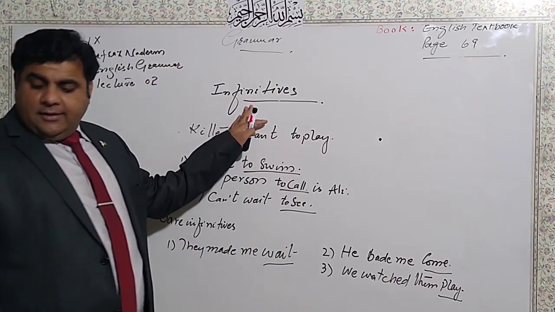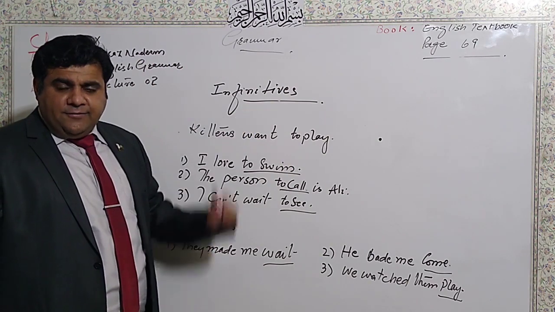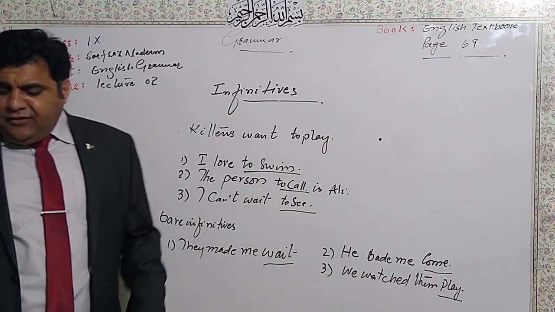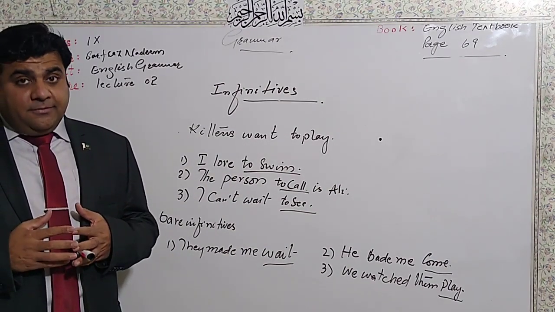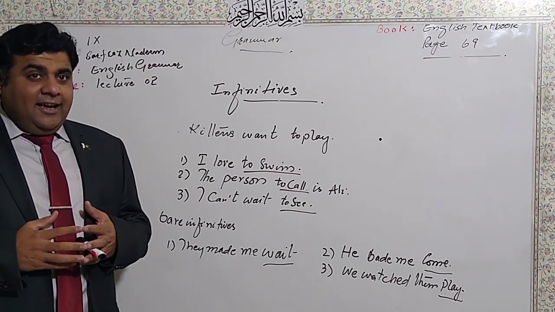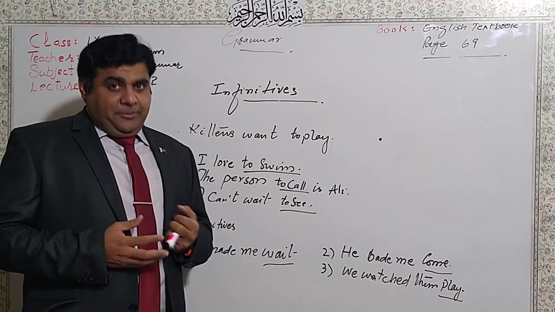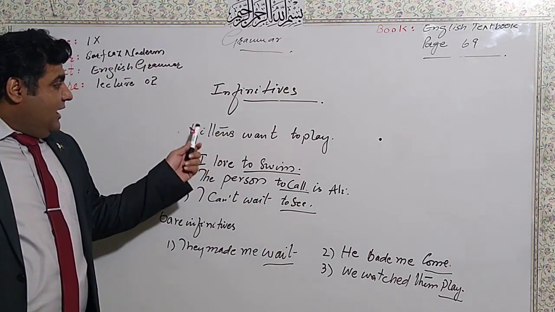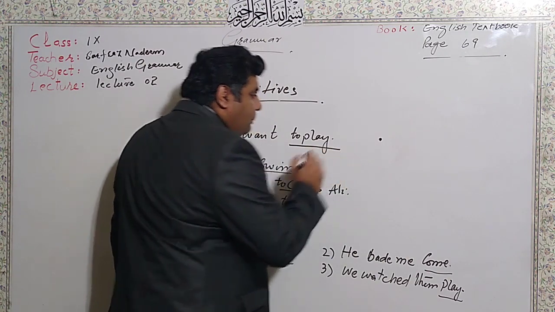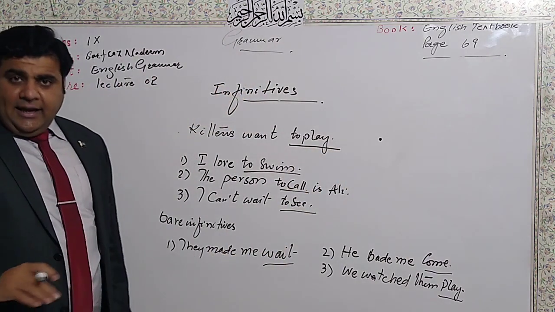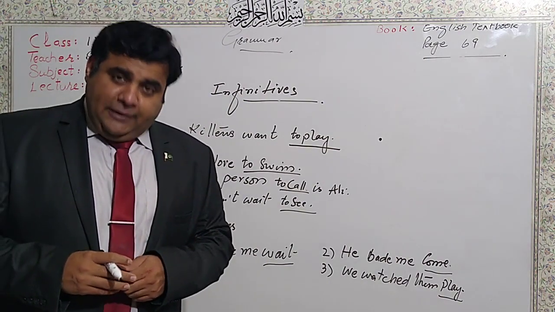Dear students, the second topic, on page number 69, you will see that it is infinitives. Now, dear students, an infinitive is formed from a verb but doesn't act as a verb. It is quite strange that a word is formed from a verb but doesn't act as a verb. Look over here: kittens want to play. Here, to play is an infinitive. Dear students, a verb followed by to is called an infinitive as well.